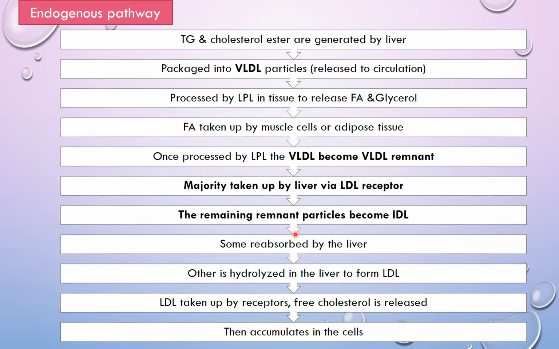The remaining particle will become IDL. Some of the IDL will be reabsorbed by the liver. Others will be hydrolyzed in the liver to form LDL. When the LDL is taken up by the receptor, the free cholesterol is released and accumulates in the liver cell.